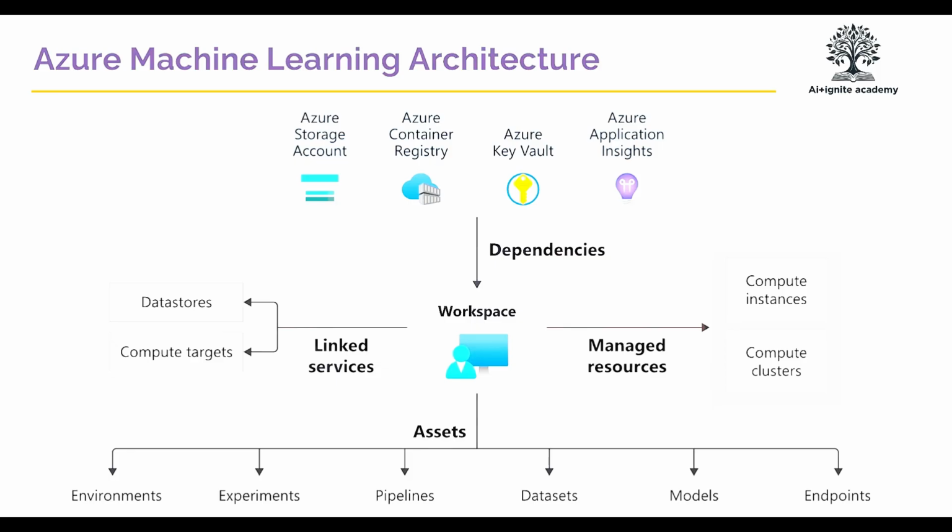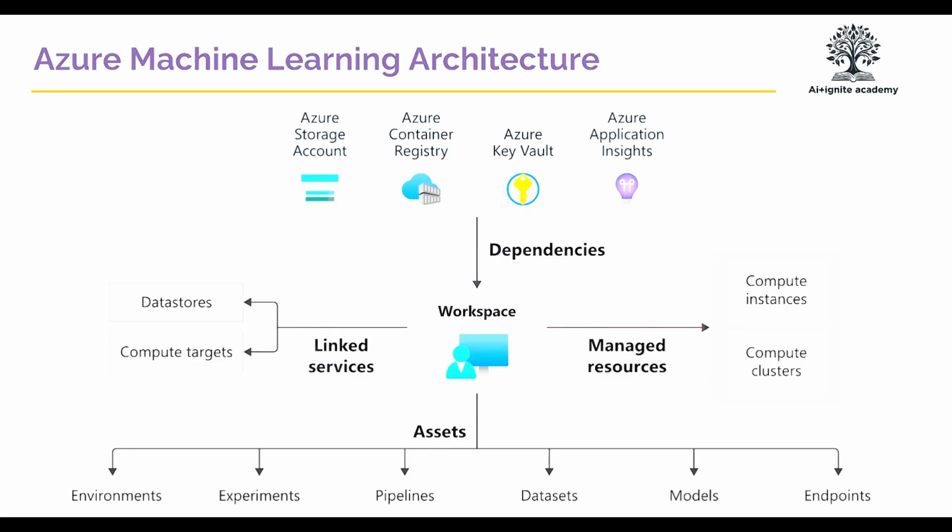Data stores are where you're getting the data from and how you're creating the data set from. Compute targets are basically selecting on what compute this model should be deployed. So that is one. And then there are different assets connected to it: environments, experiments, pipelines, data sets, models, and endpoints. You know what data sets are. You're going to use it as the first point in your model. Then there are models; you are creating the models.